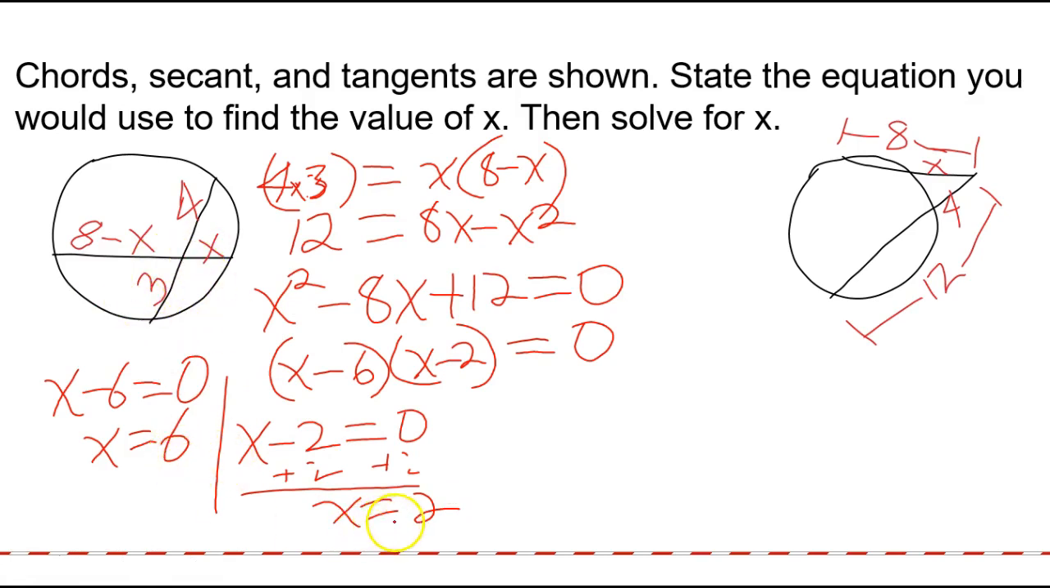Since both of them are positive, we are going to take them. If any of them is negative, you reject it because length cannot be negative. Okay, so watch for that. All right, so that's how to apply that theorem.